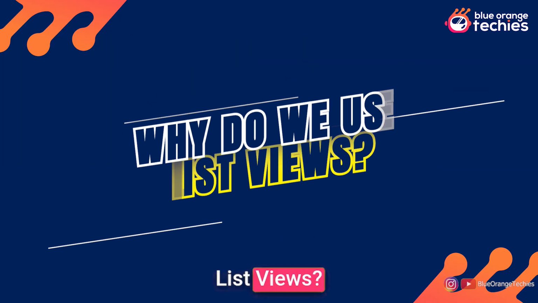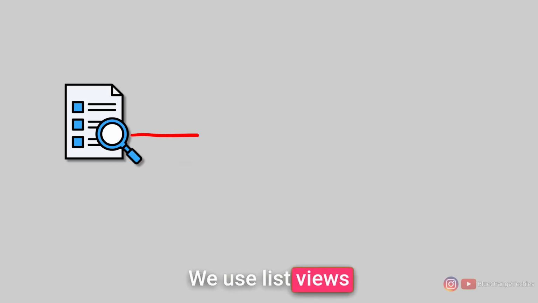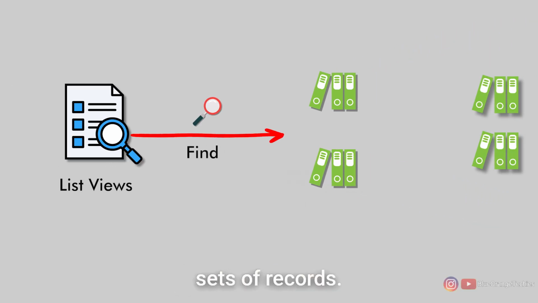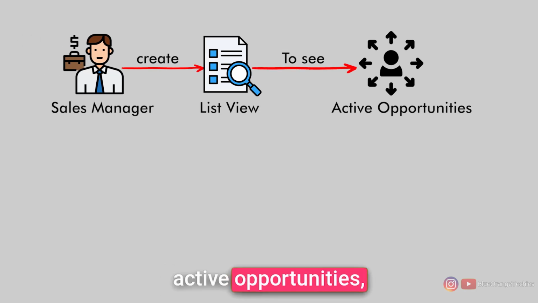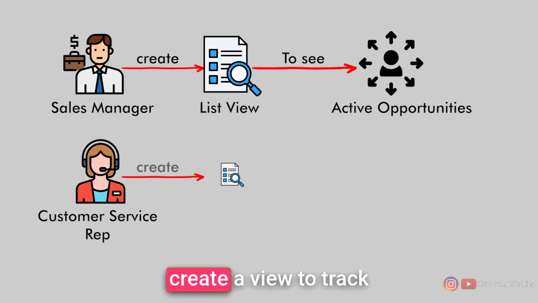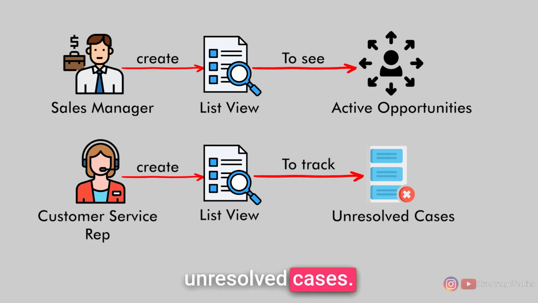Why do we use list views? We use list views to quickly find and work with specific sets of records. For example, a sales manager might create a list view to see only active opportunities, while a customer service rep might create a view to track unresolved cases.